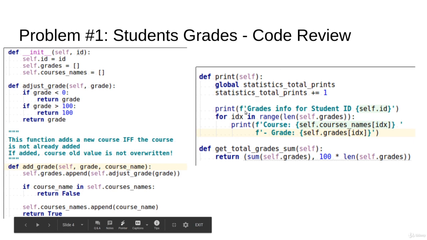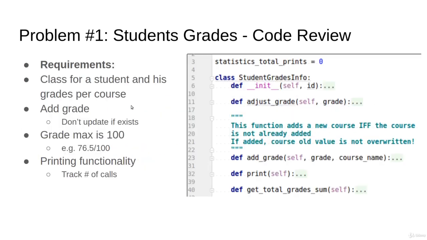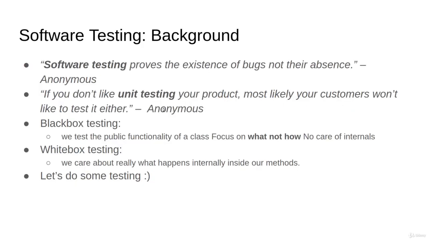And this is a print function, which is using a global variable, statistics total prints. Yes, here this variable is a global var. And this is the total grade sum, returning a tuple of 2 values. Read the code and understand it, and then provide a code review for it.